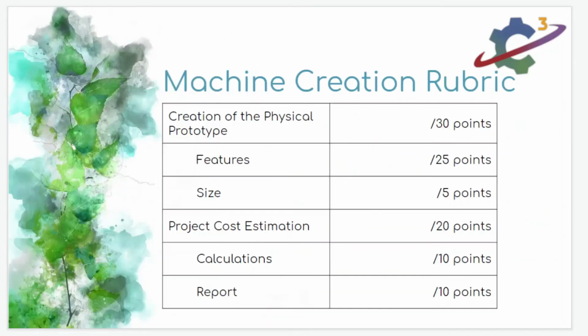For machine creation, here is the rubric of what we are looking for. Creation of the physical prototype is worth a total of 30 points. The points are broken down into features and size, worth 25 points and 5 points, respectively. And then there is the project cost estimation. That's worth a total of 20 points. Calculation and reports are evenly broken down into 10 points each, and you will be evaluated based on these criteria.